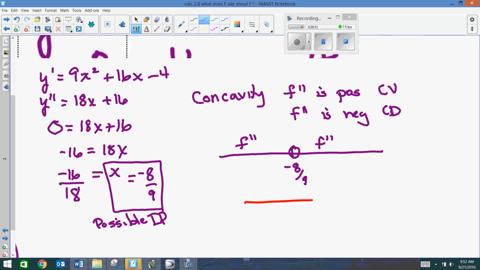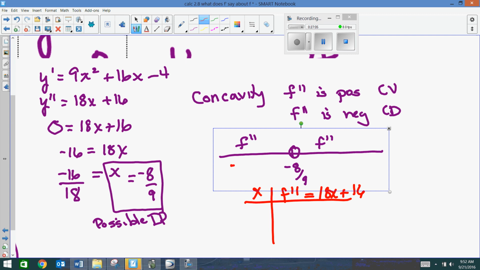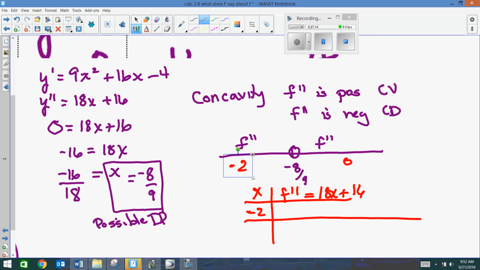All right, so here we go. Get my red pen out for my interval testing. We're checking f double prime, which remember is 18x plus 16. Over here, let's just check negative 2. Over here, let's check 0. Negative 2: 18 times negative 2 is negative 36, plus 16 is definitely going to be negative. Remember, that's all we want, so I'm going to put a negative right there. Okay, 0. We don't really care about the number, we just care about the sign of it. 0 plus 16 is going to be positive.